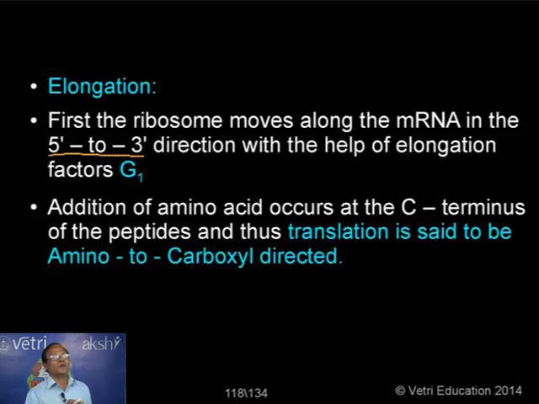Another peptide bond is formed between the amino group of the second amino acid and the carboxyl group of methionine. So the second amino acid is added to the carboxyl group of methionine, so it is called the C terminal. So translation always proceeds in the amino to carboxyl direction.